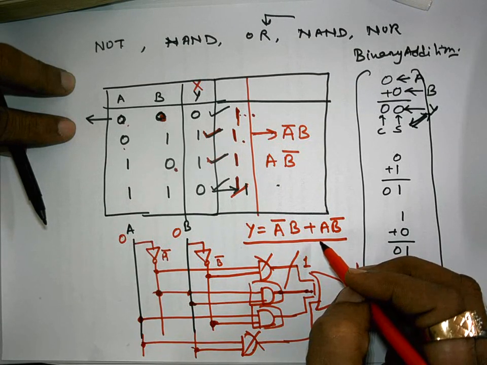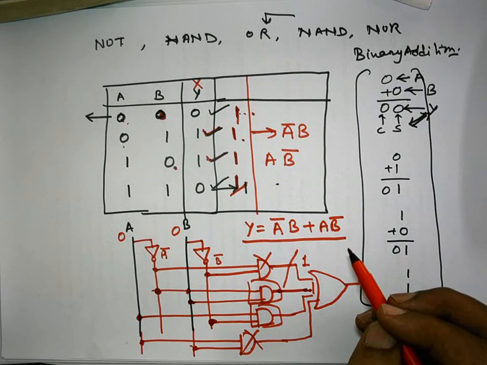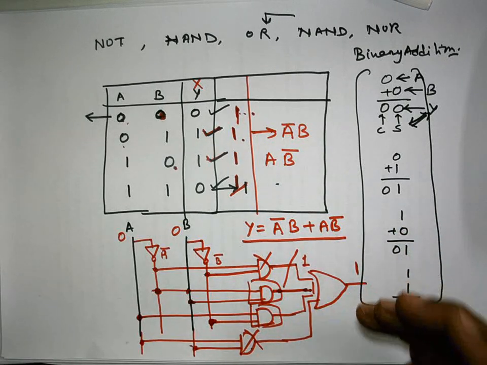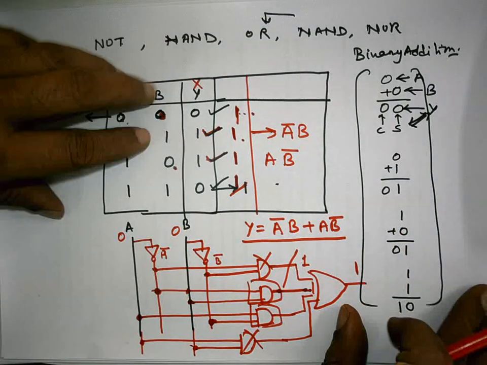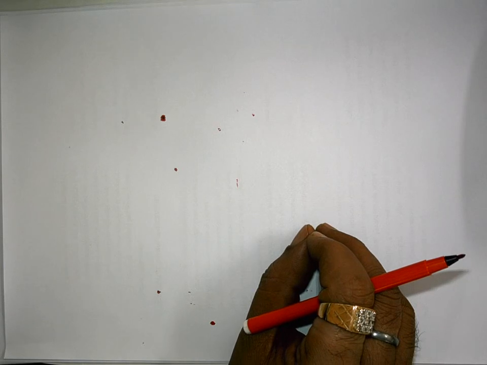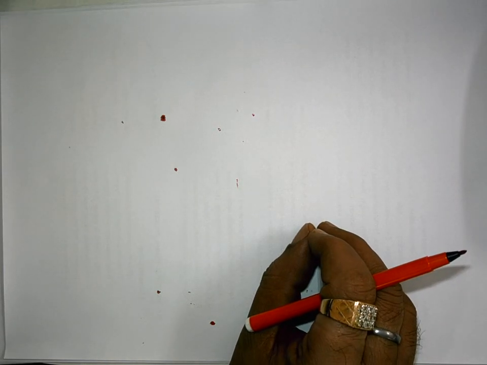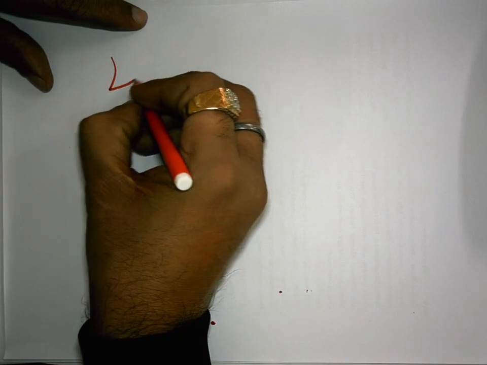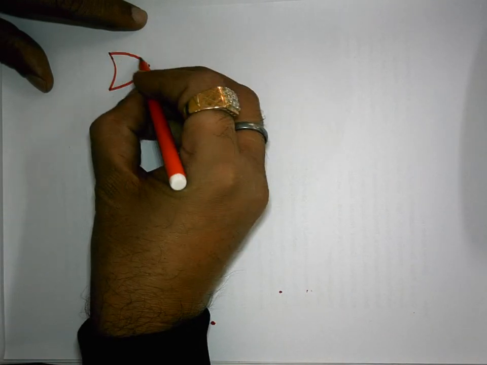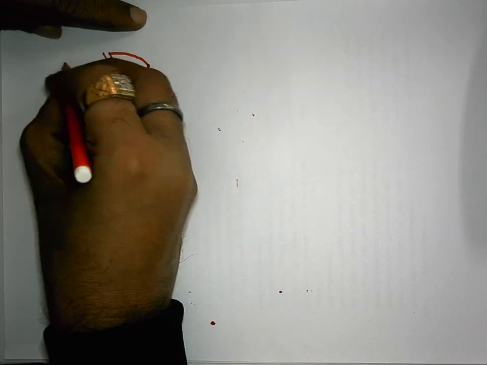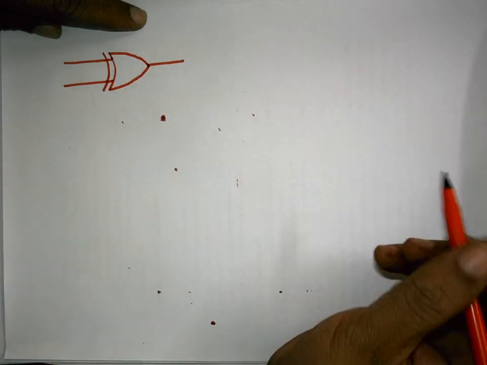two input exclusive OR gate, which is used to obtain the sum part of a half adder. These things will be explained later on in more detail, but what I would like to explain to you at this moment is that this exclusive OR gate is represented by a symbol like this.